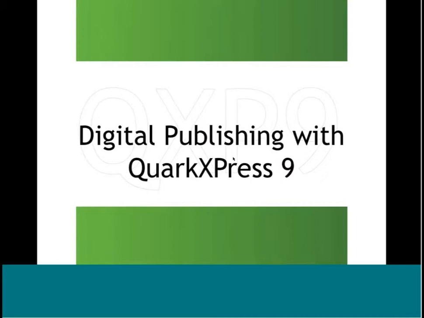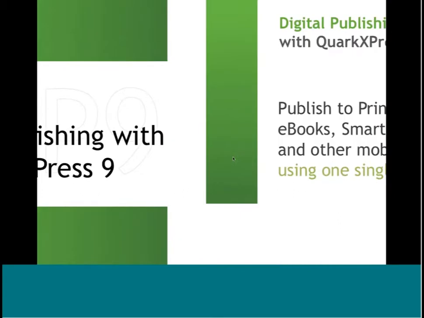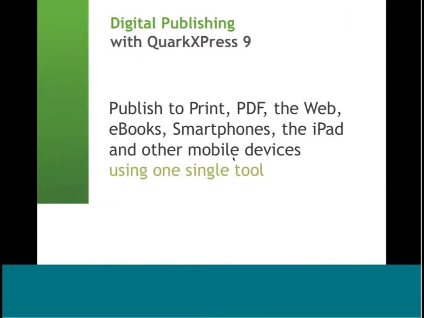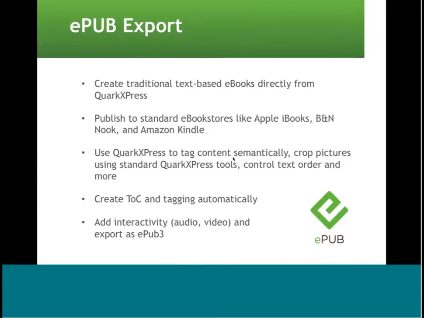So when you publish with QuarkXPress, you can publish to print, PDF, web, ebooks, smartphones, iPad, and other mobile devices using a single tool. That means that depending on for what audience or for what media you're designing, you first need to design, well, how do I get my content in there? You can design your content in one media, and then you can either convert it or use the same media to actually export to different outputs.